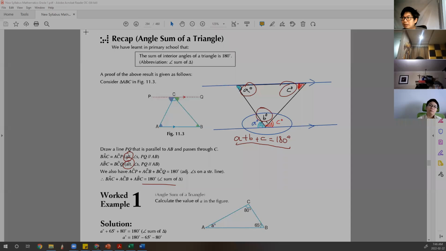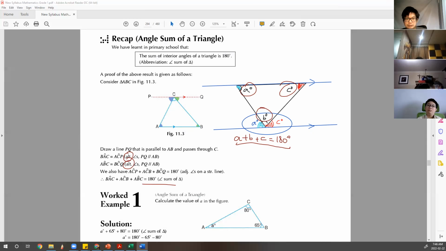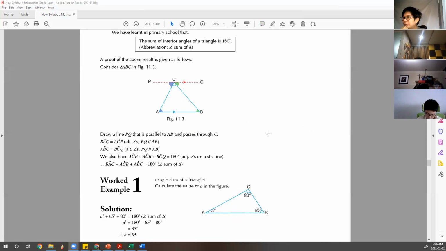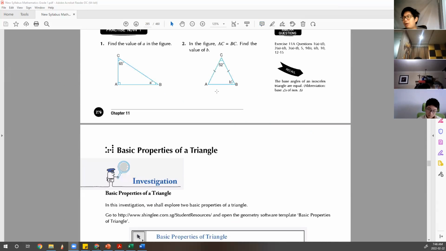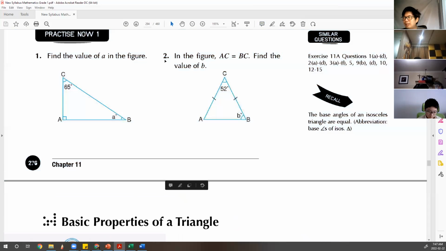Okay, now let's try to do the questions. The worked example, no need for practice. Wow, piece of cake. Now, how do you find the value of A in this figure? To find the value of A, you know that this angle is 90 degrees, right? That's the first thing. So how do you calculate A? Just write 65 plus 90.